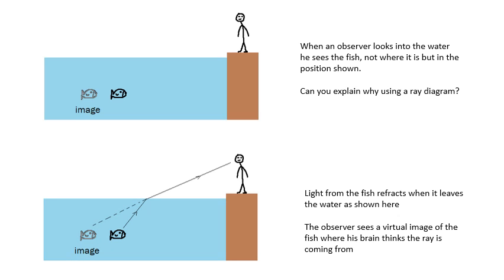So the fish is giving off light in all directions, but some of it will end up in this bloke's eyes. Now, the light that ends up in his eyes will take this path. Basically, when it leaves the water, it will refract away from the normal. The ray of light will change direction as it leaves the water, going into the guy's eyes. Now, his brain thinks that light travels in straight lines. So his brain thinks that the light is coming from behind the fish, if you look at the dotted line, and what he actually sees is a virtual image of the fish. We'll talk about different types of image later when we do lenses, but he sees a virtual image of the fish where his brain thinks the ray is coming from.